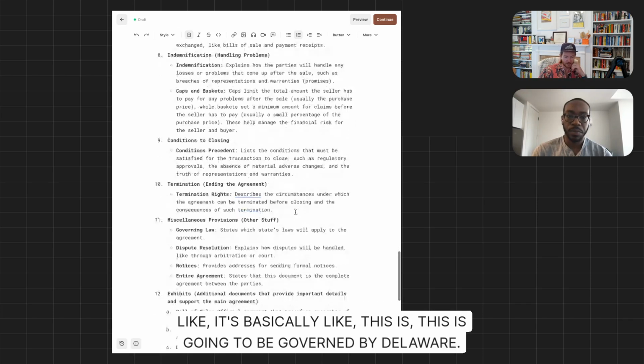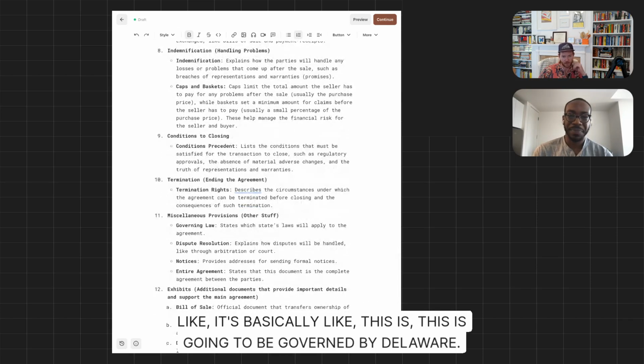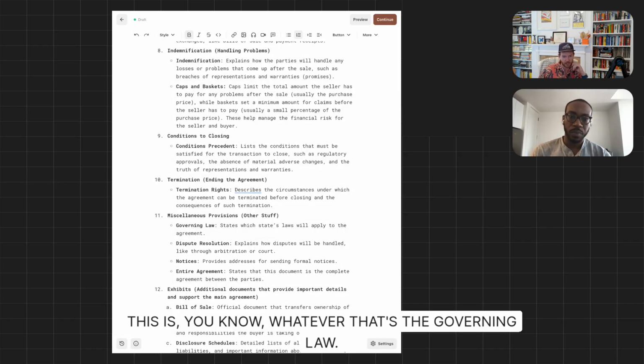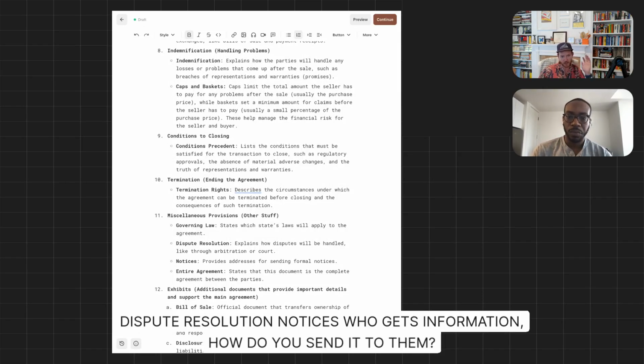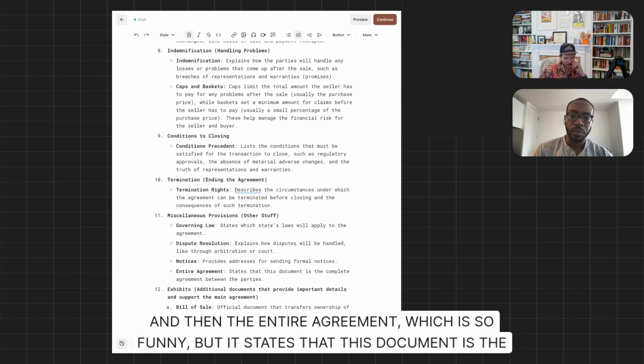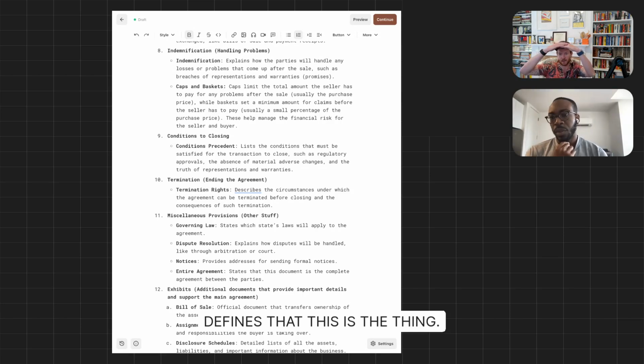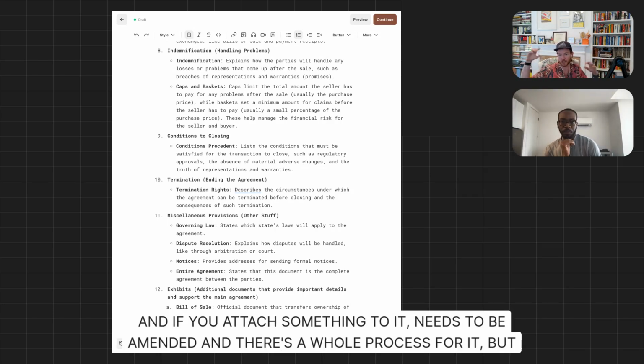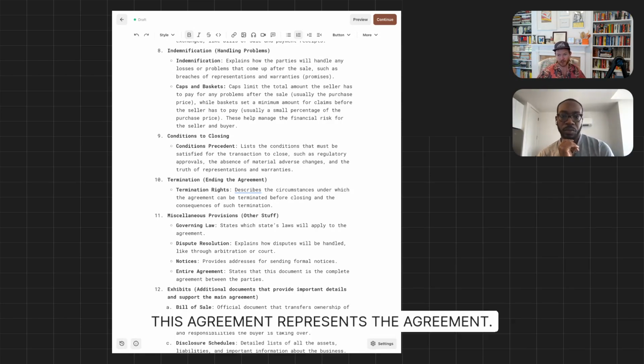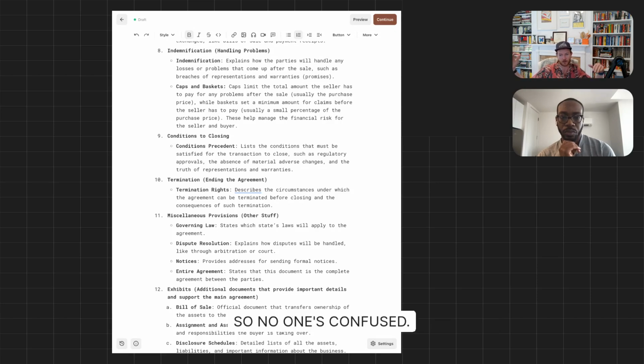Miscellaneous provisions. Basically, this is going to be governed by Delaware. That's the governing law. Dispute resolution, notices: who gets information and how do you send it to them. And then the entire agreement, which states that this document is the complete agreement between the parties. That sounds frivolous, but at the end of the day, it defines that this is the thing. If you attach something to it, it needs to be amended, and there's a whole process for it. But this agreement represents the agreement, so no one's confused.